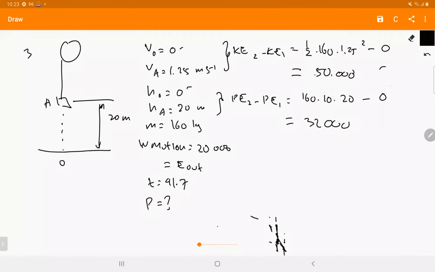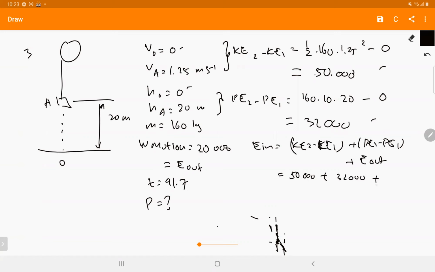Because you already have it in this form here, I'm going to write the equation: KE2 minus KE1 plus PE2 minus PE1 plus energy out. I write it this way because we already have the numbers. So we have 50,000 plus 32,000 plus 20,000. That's going to be 102,000. That will be easy, right? Up until this point. Now, we can find the power by writing that P is energy over time. That's going to be 102,000.